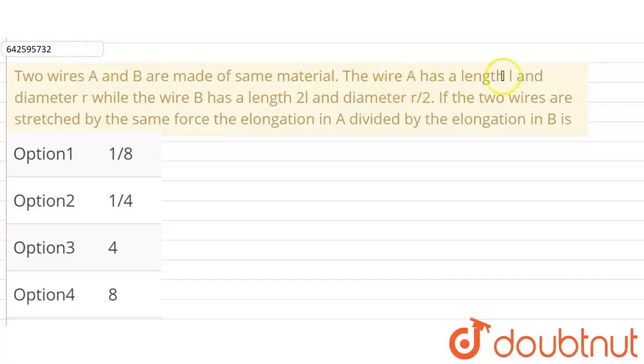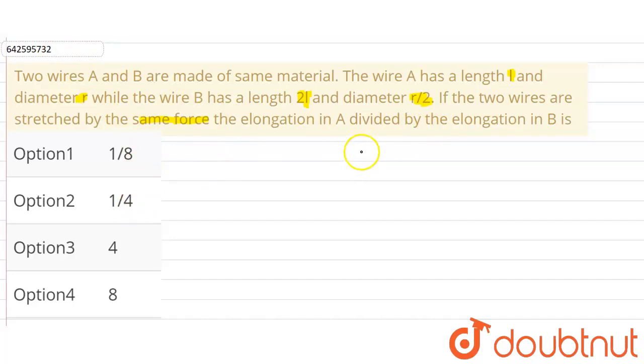Hello everyone, so our question is, two wires A and B are made of same material. The wire A has the length L and the diameter R, while the wire B has the length 2L and the diameter R by 2. If the two wires are stretched by the same force, the elongation in wire A divided by the elongation in wire B is, our options are 1 by 8, 1 by 4, 4 and 8.